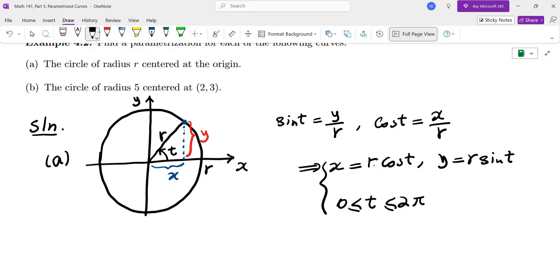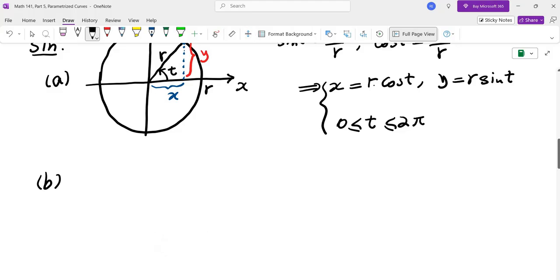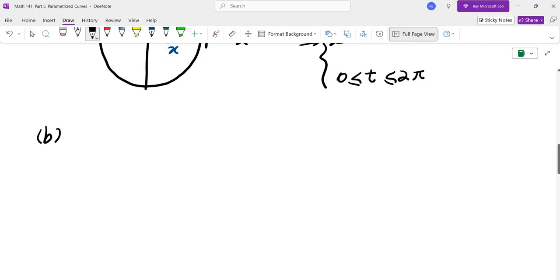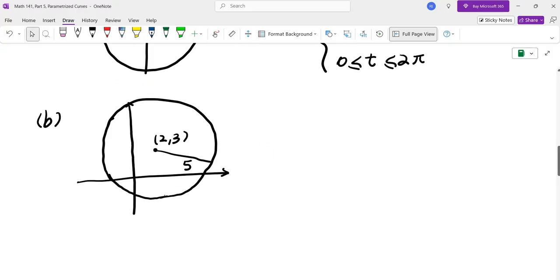Next part of the problem is find a parametrization for the circle of radius 5 centered at (2, 3). So it's very similar to the previous one, except the center is a different point. Now there are a couple of different ways of thinking about this one. So (2, 3) is our center, and the radius is 5, so something like this. There are two different ways of writing down the parametrization. I'm going to write down two different methods.